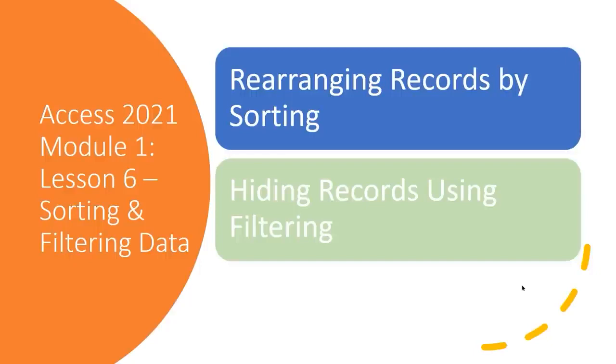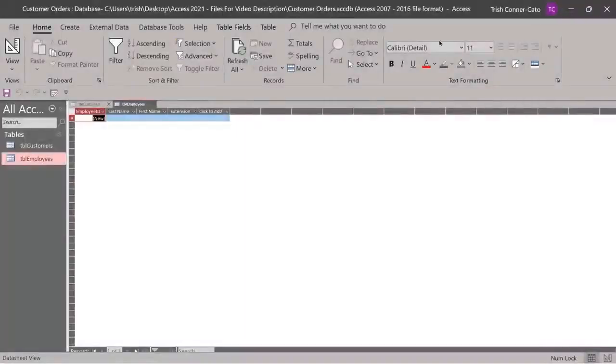After that, we'll learn how to sort and filter our table data in Access. Okay, so what we're going to do here is we'll close our customers table and we'll leave our employees table in Datasheet view, and we're going to enter just a couple of employee records here. I'll walk you through what they are.